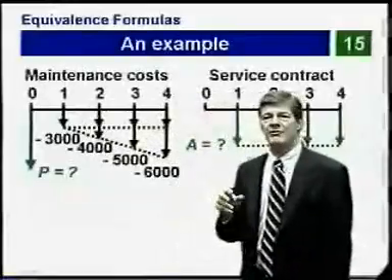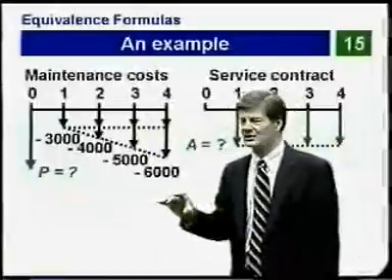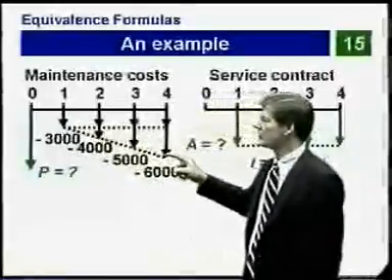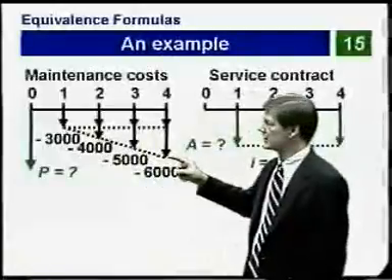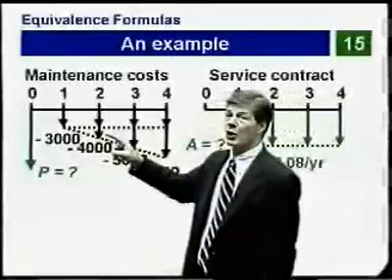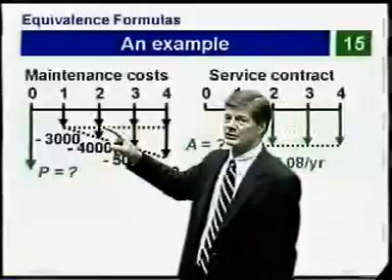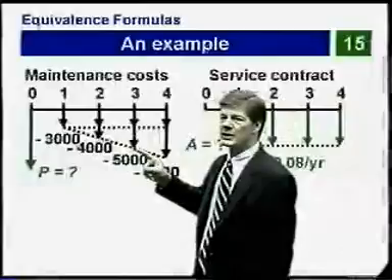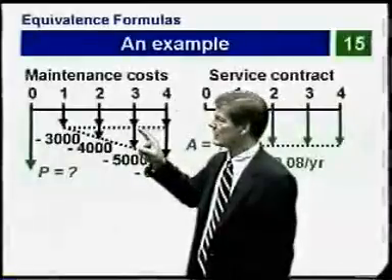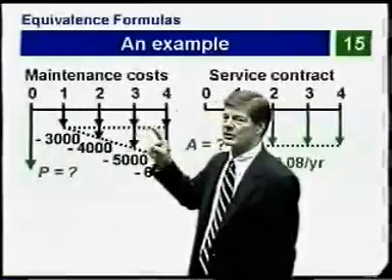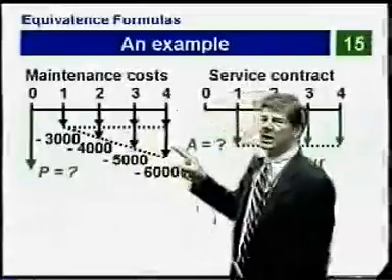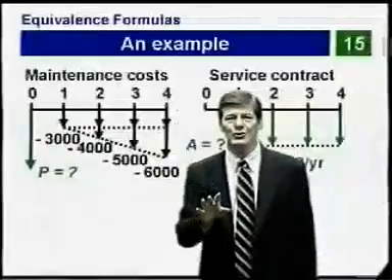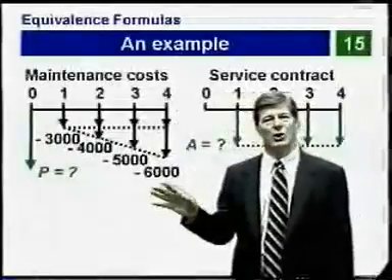In addition, I have an arithmetic gradient series shown by this triangular area, where the first cash flow in the arithmetic gradient series is $1,000 over and above the $3,000 that's a uniform representation, $2,000 at time 3 over and above the $3,000 which is represented as a uniform stream, and $3,000 over and above the $3,000 at time 4. So we're going to use two equivalence factors to solve this problem.